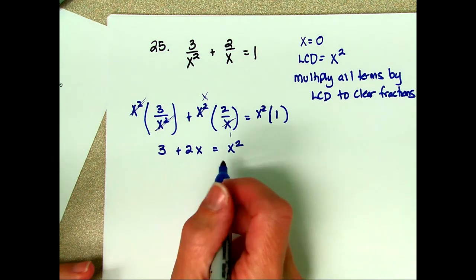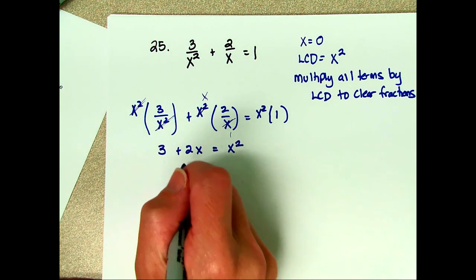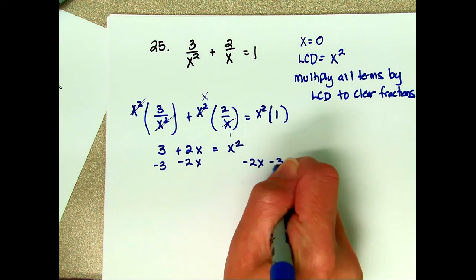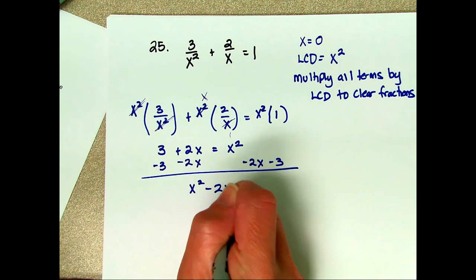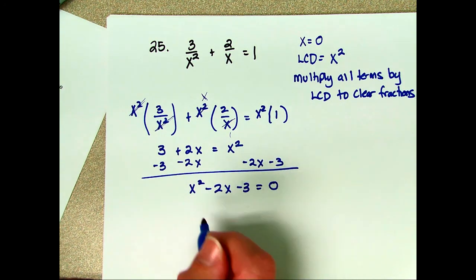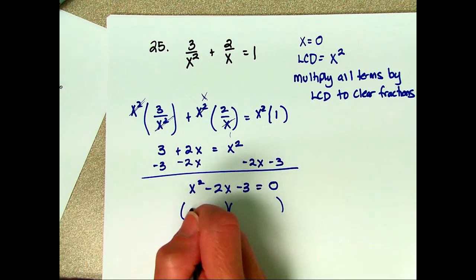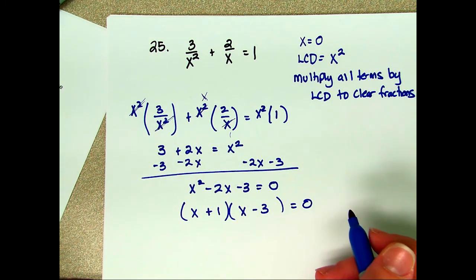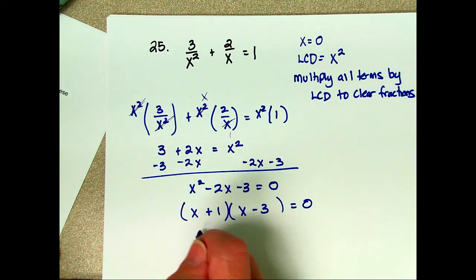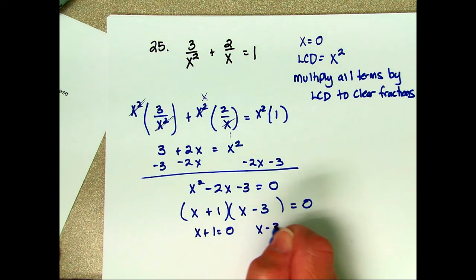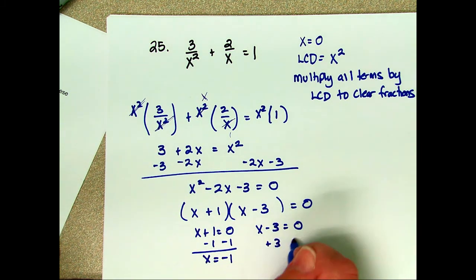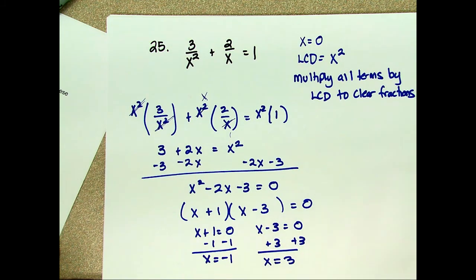We'll put all terms to one side, set equal to 0. Subtract 2x, subtract 3. So you have x squared minus 2x minus 3 equals 0. We can factor. x plus 1, x minus 3 equals 0. x plus 1 equals 0, x minus 3 equals 0. Subtract 1, x equals -1. Add 3, x equals 3. So for number 25, -1, 3, your answer is D.